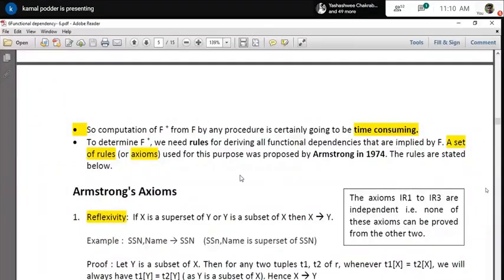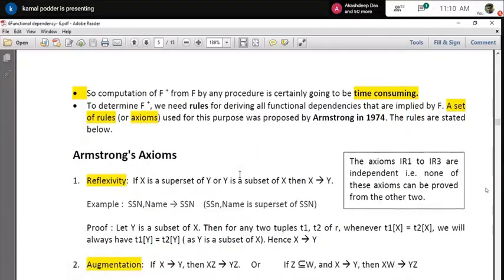You are starting with a set of FDs, and to find the F plus you need to know some rules. If you successively apply those rules on that set of FDs, then at one point you will find all the possible FDs, the F plus. Those rules were devised by Armstrong, and that is why they are called Armstrong axioms. We'll see those rules.